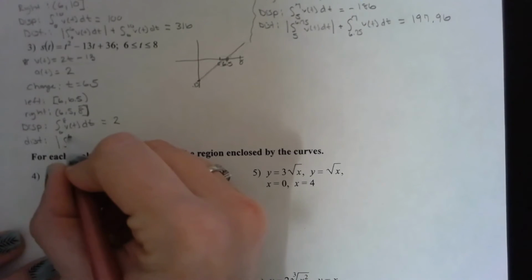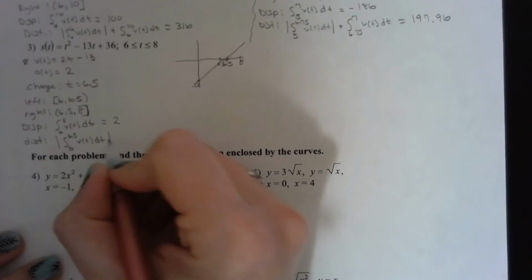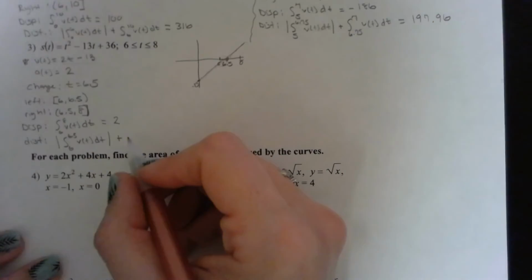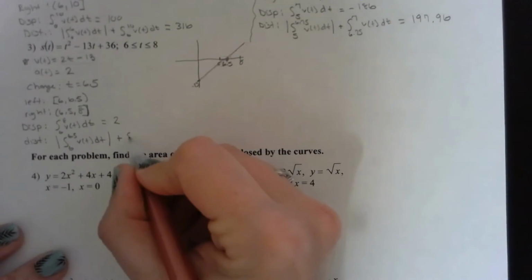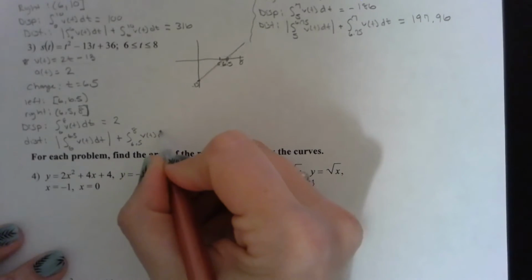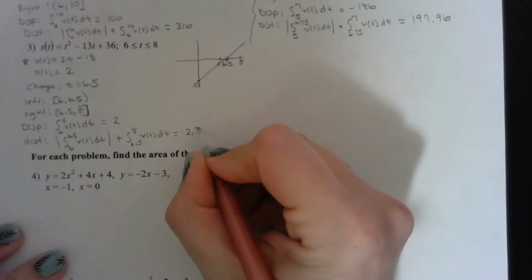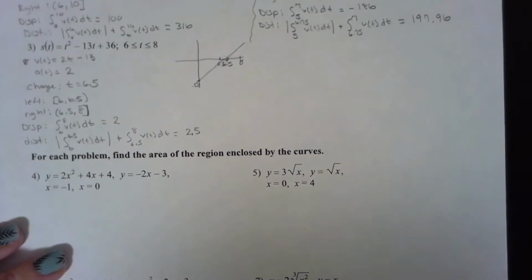Then our distance, remember, we got to do the absolute value of the negative piece, so that is the 6 to the 6.5. And then we're doing just the positive piece as it is, so the 6.5 to the 8 of our velocity function. Okay, this one is going to end up giving us 2.5.